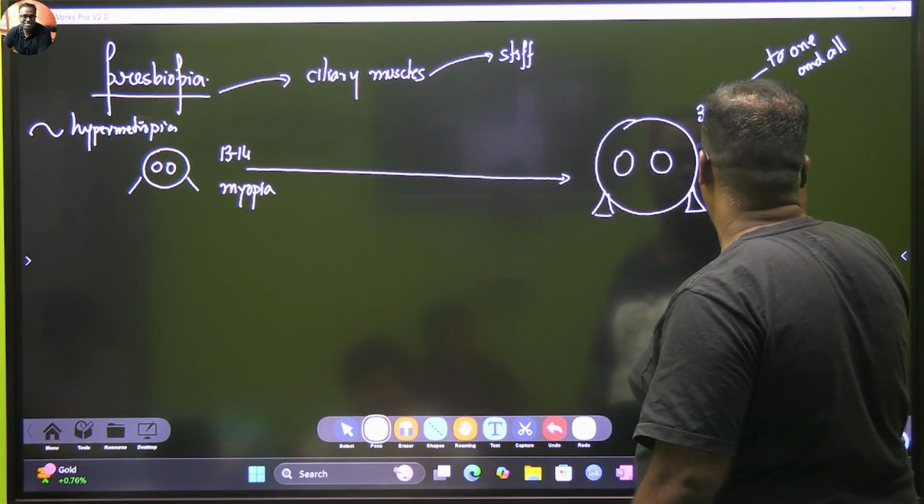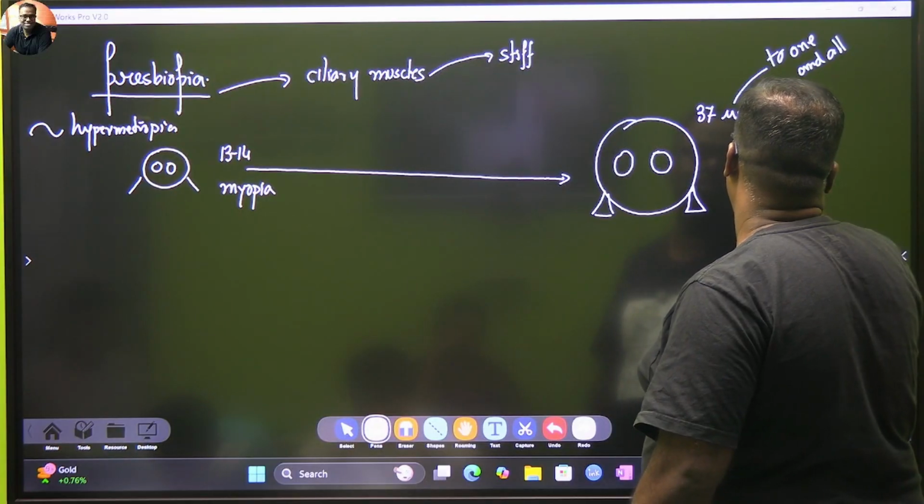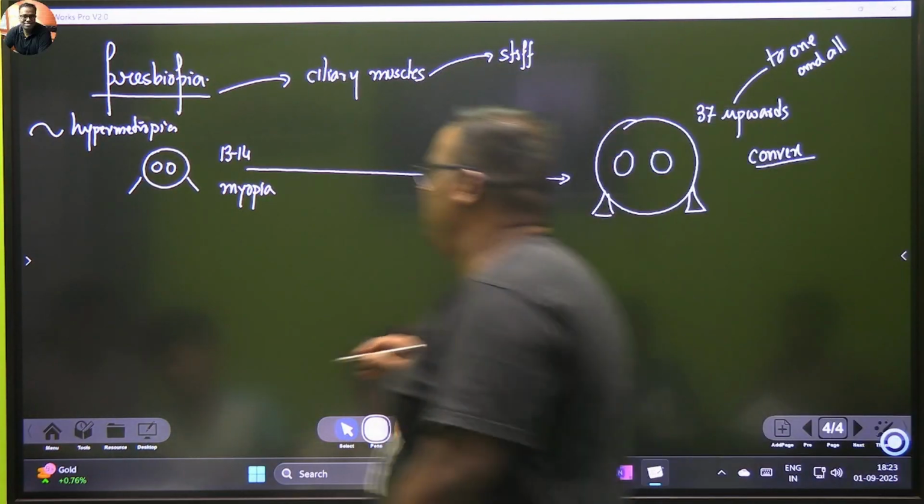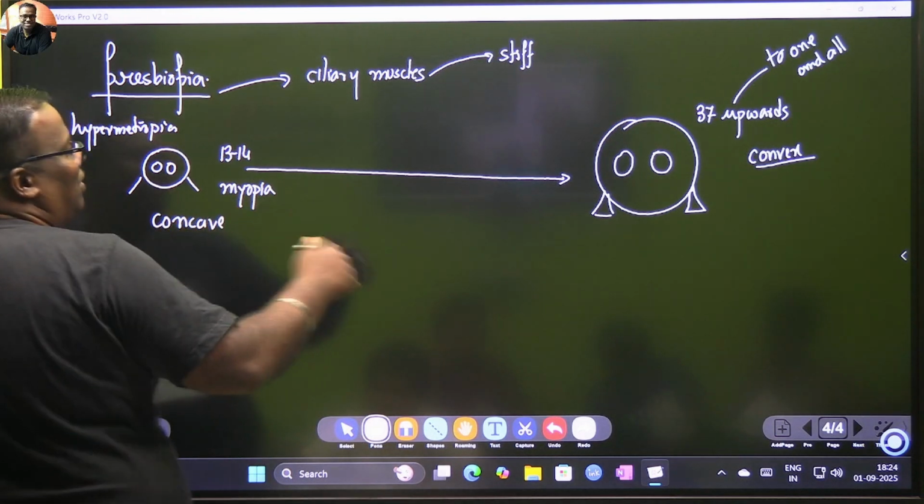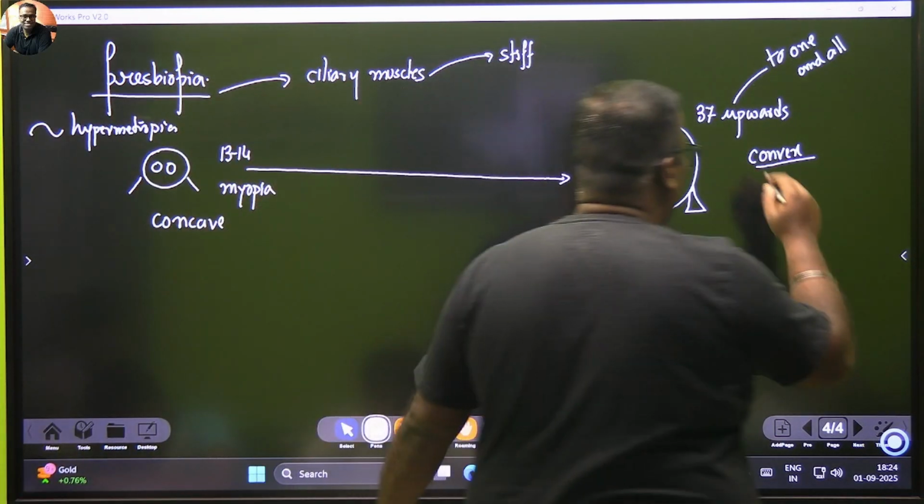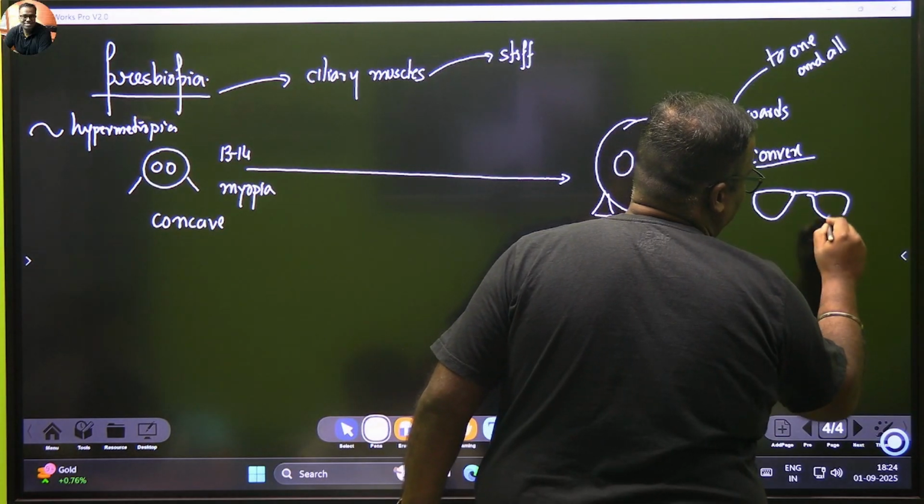So what specs will we give her? We will give her convex. Concave is what she's wearing now already. So we're going to give her convex. When you give her convex, let's make her specs. So this is her lovely little specs. Lens chart here.